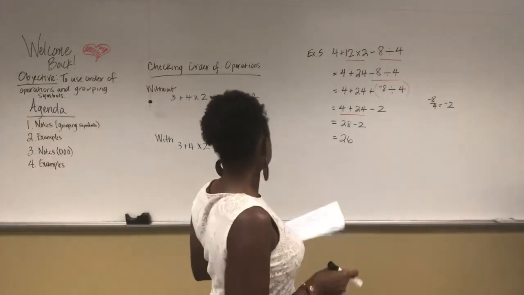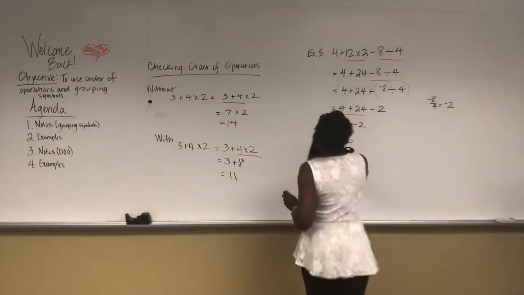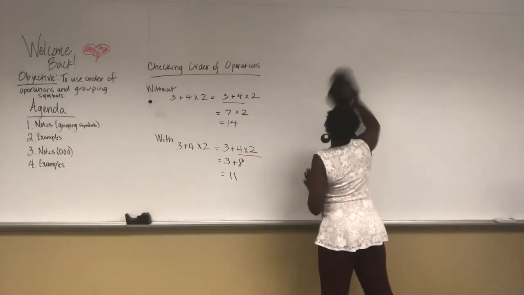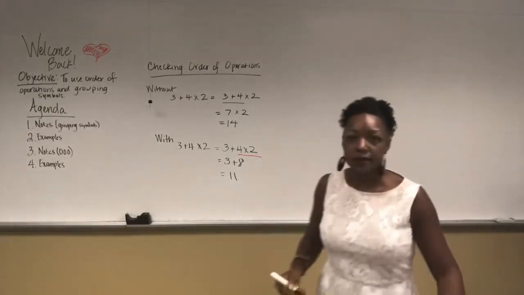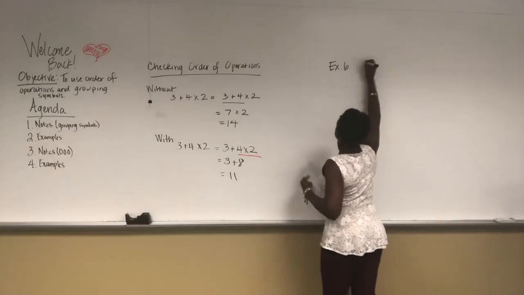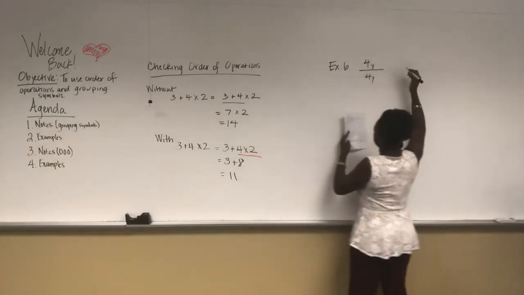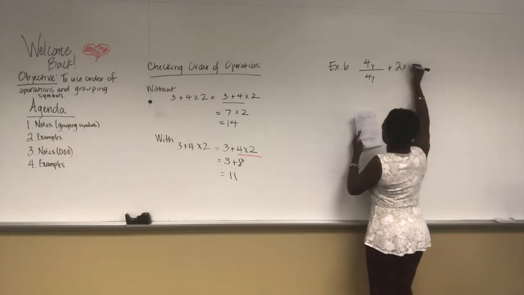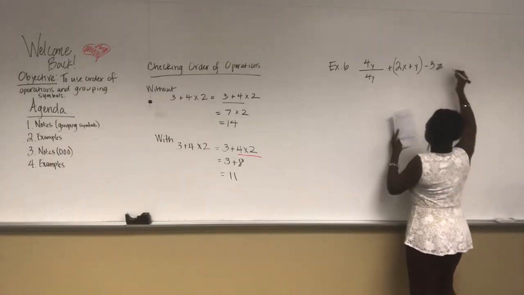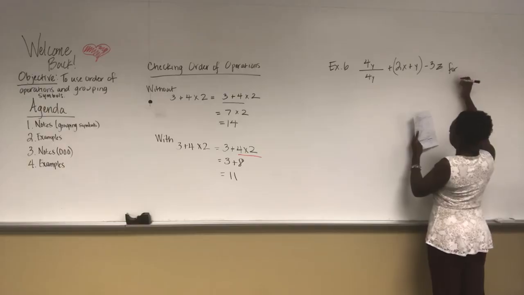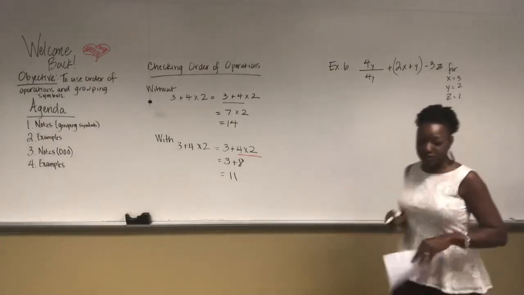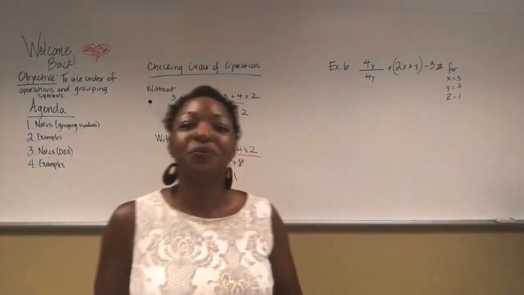Example number 6 is 4y over 4y. Yes, this one has 3 variables. Nice, right? Way too much, I know, but we're going to get through it.